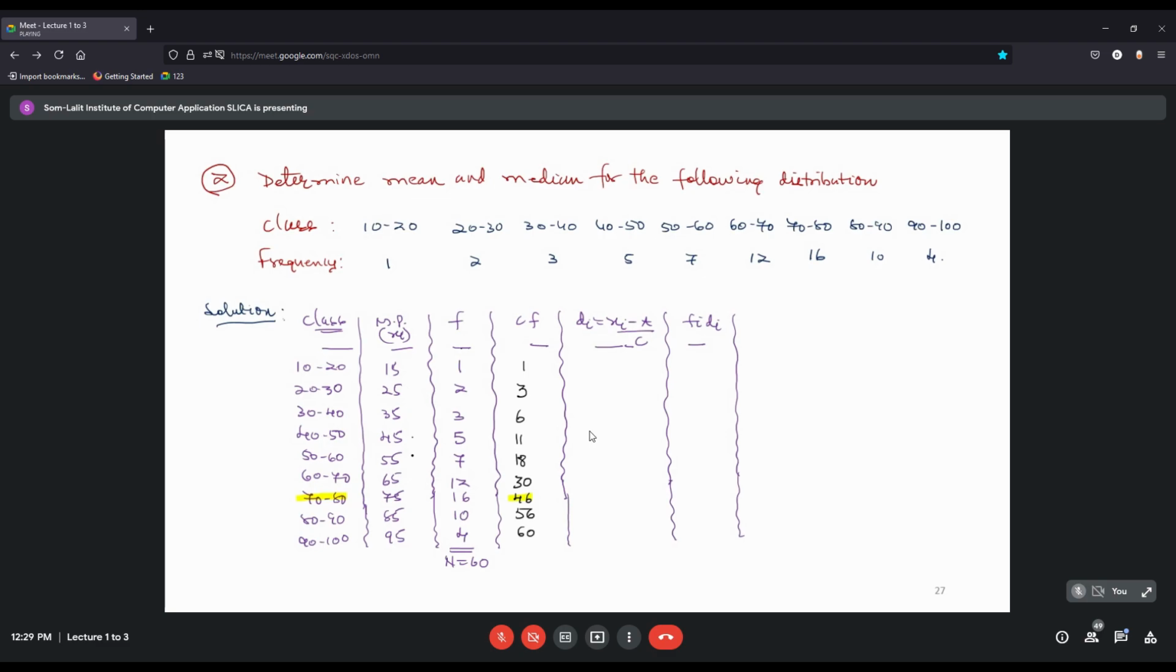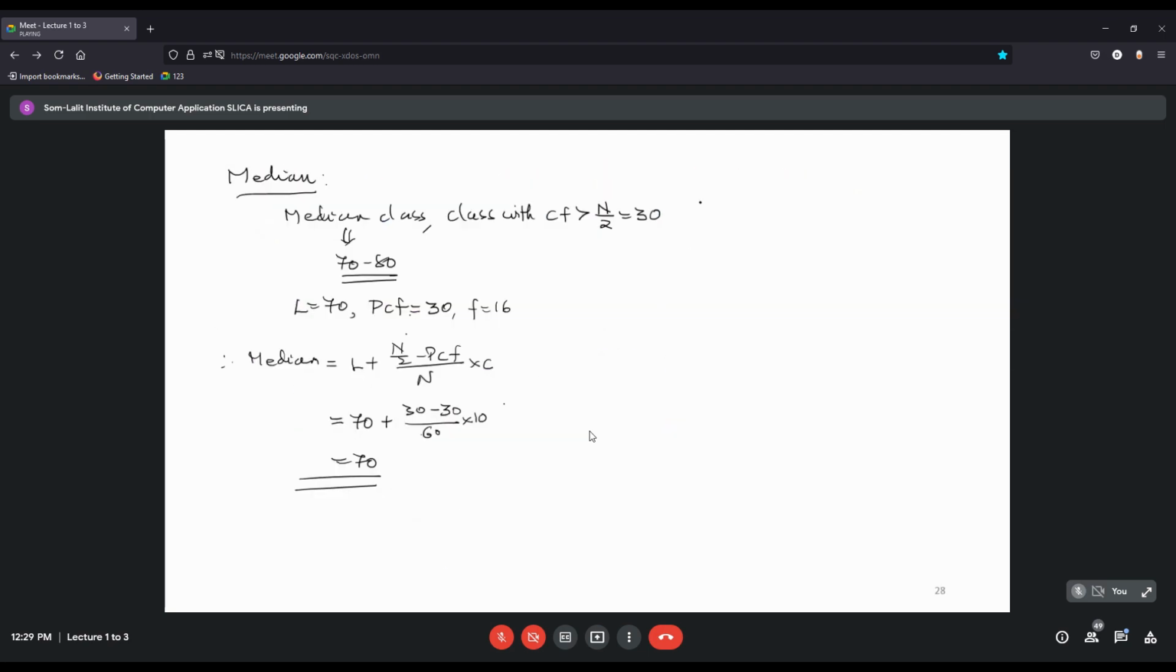You can think otherwise also. See, how many observations? Total 60. So even number of observations. So observation number 30 and 31, which will fall over here. Okay. So it will be this only. Fine. So here median is this, because this expression is 0. Correct now?